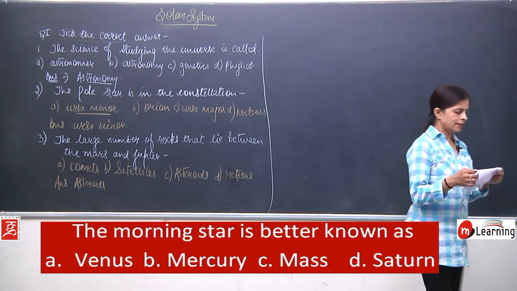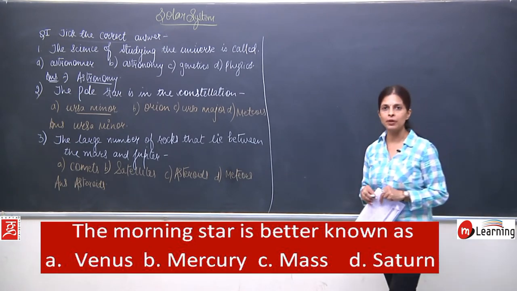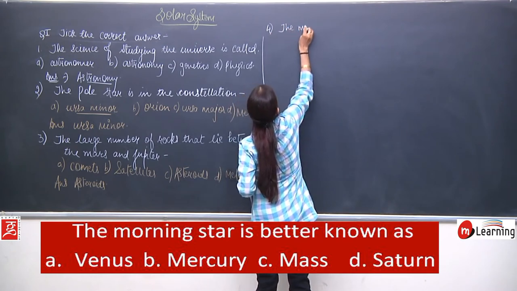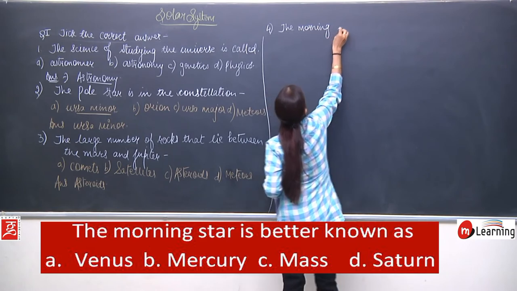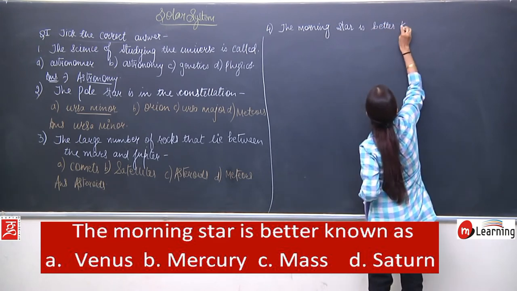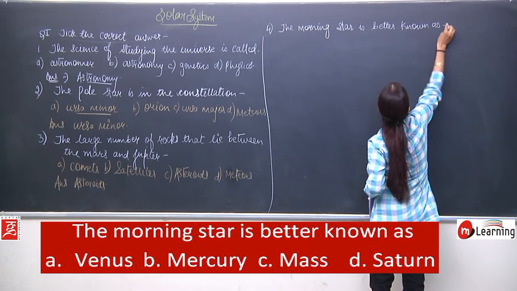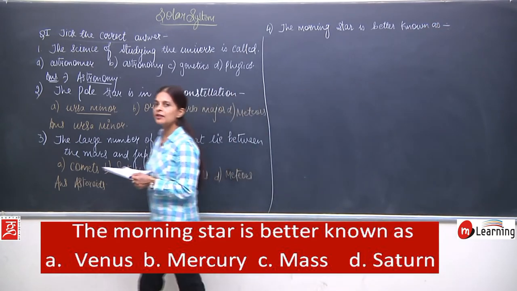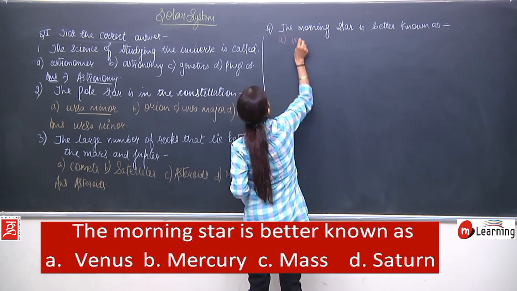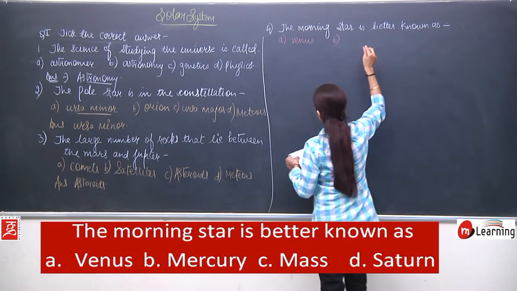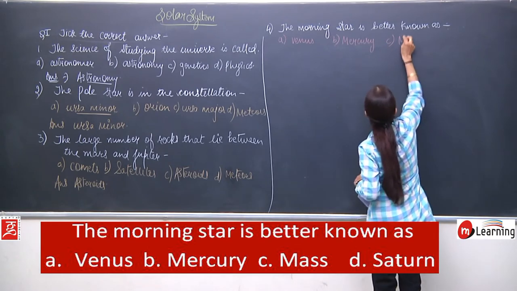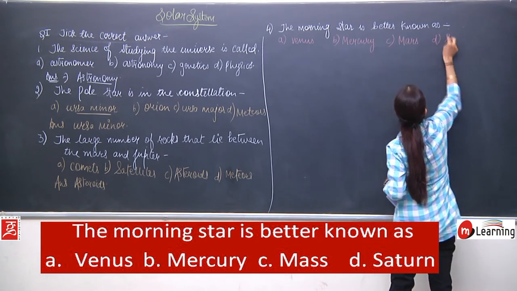What is the fourth one? The morning star is better known as. Again, we'll talk about the options. It is Venus, Mercury, Mars, or Saturn. The options they have given: Venus, Mercury, Mars, and Saturn.